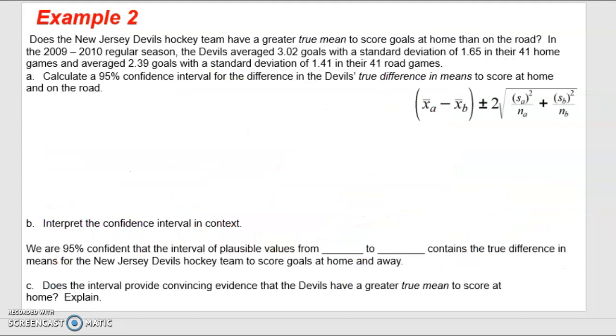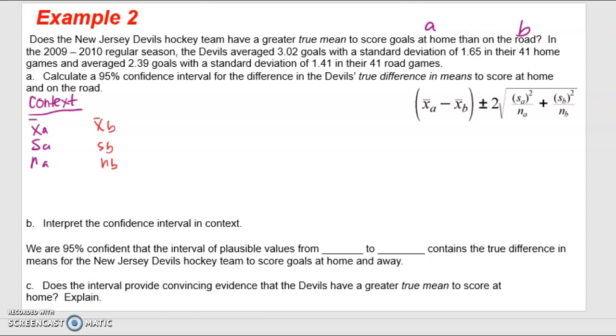Okay, for your second example, we want to see: do the New Jersey Devils hockey team have a greater true mean to score goals at home than on the road? So that means, are they scoring more points at home? So I'm going to make this context A than on the road context B. And when it's written in this paragraph form, sometimes it gets kind of confusing where everything is. So I'm going to make it just like the other slide, so that you have a list of everything and it's really easy just to plug in. So we have context A, and then in red, I'll put context B.